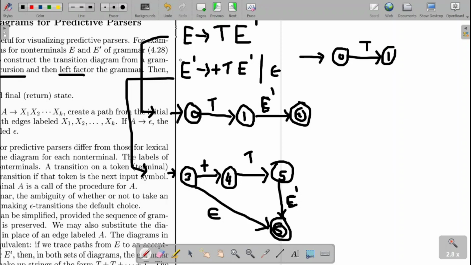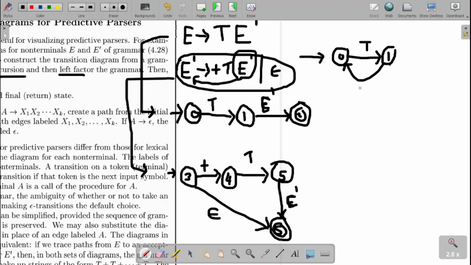Now I will replace this E dash with its productions, which is plus T. Plus T means I should have any number of repetitions, with E dash as my state. This is the same as that one: I need repetition on plus T, any number of times. So we add the transition plus over here, then T. Plus T will be repeated any number of times.